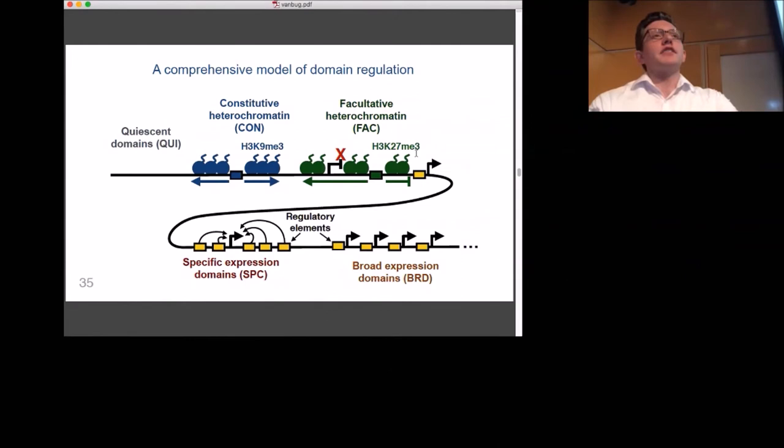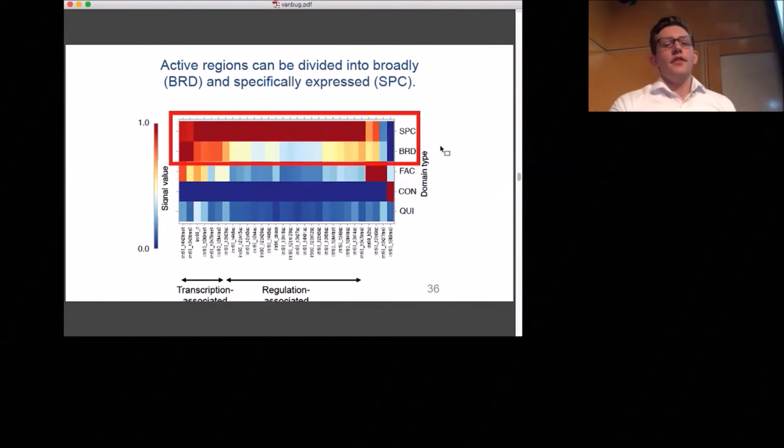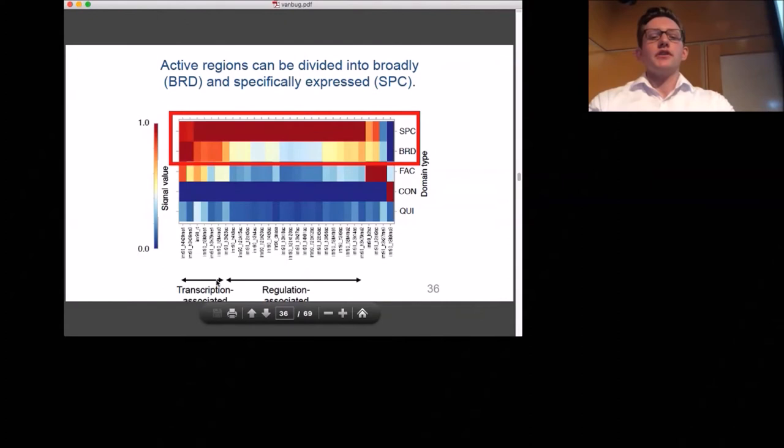So how do we find these, and what's the difference between them? You can look at this figure. On the horizontal axis are the different input data sets, and the vertical axis are the different domain types. You can see that specific expression domains are associated with high regulatory marks. These are regulation-associated data sets, as well as transcription-associated data sets, whereas broad expression domains are moderate in the regulation-associated marks and high just in transcription.